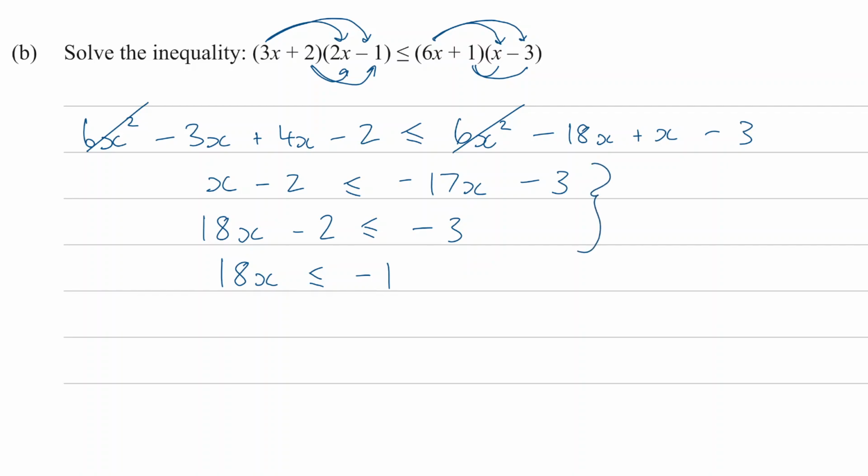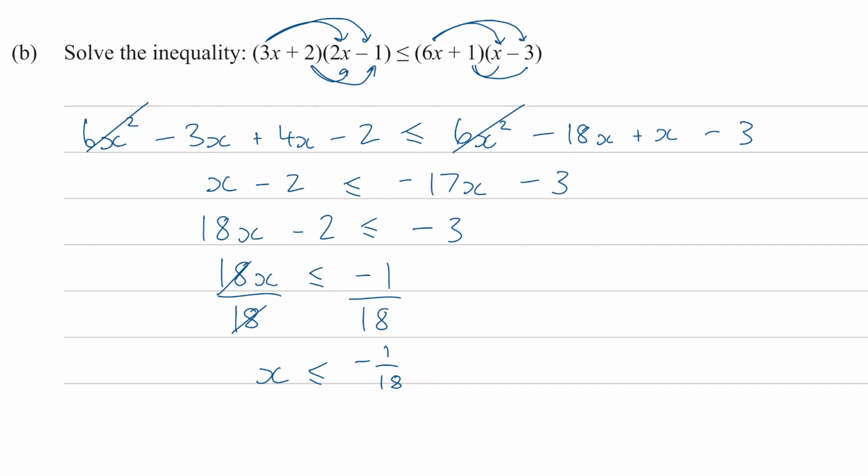You could combine these two steps into one step if you want, but I just split it into 2. That's equivalent. Now to get x by itself, we need to divide both sides by 18. Because 18 divided by 18 is 1, we're left with x is less than or equal to negative 1 over 18. Now you don't need to write that as a decimal, a fraction is perfectly fine here.